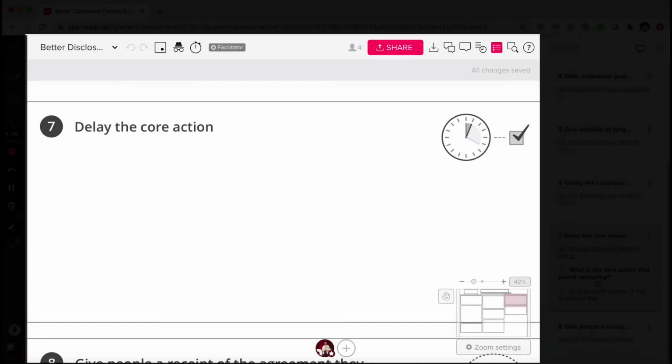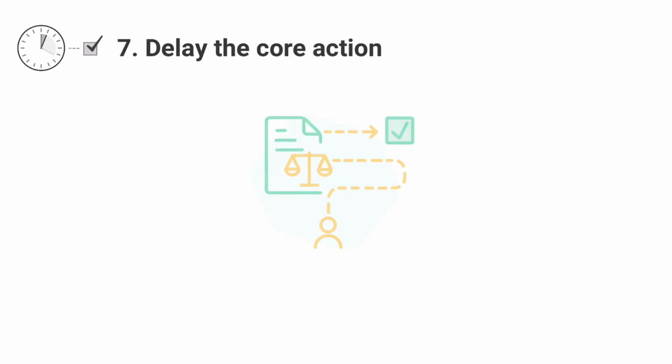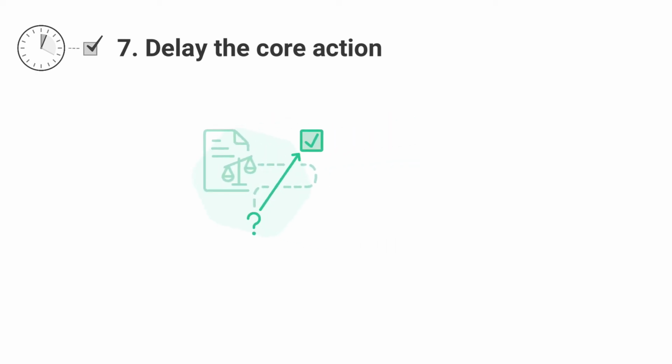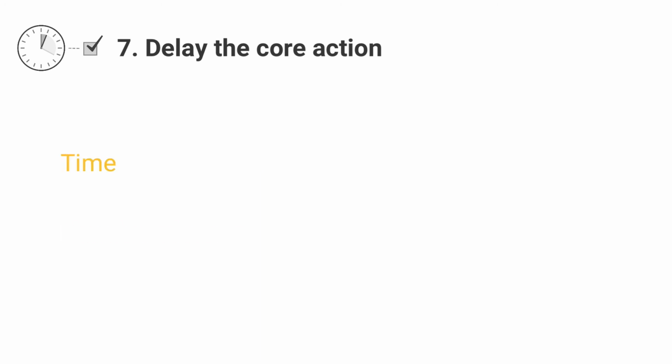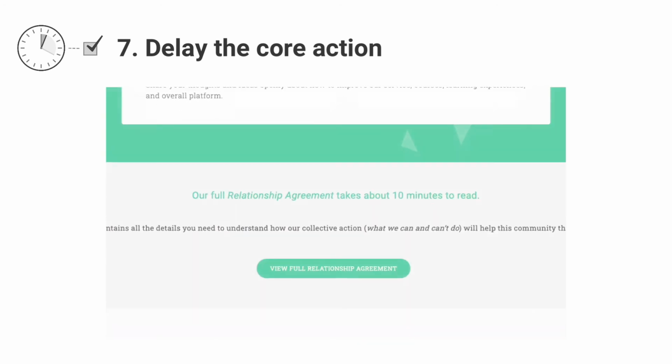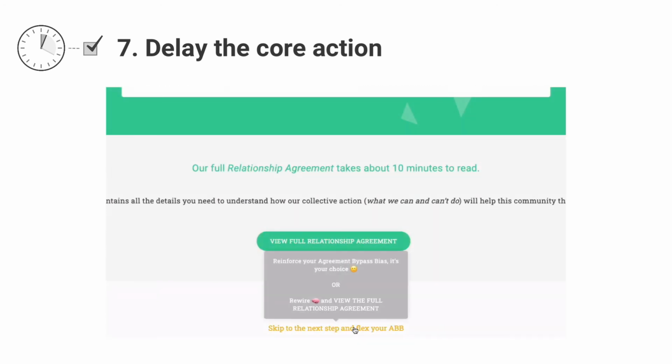Consideration area number 7. Delay the core action. Delaying is designed to encourage people to actively engage with the disclosure rather than bypassing it. Remember, we refer to this as the agreement bypass bias, or AB for short. By delaying the core action based on time, number of steps, or some other meaningful metric, you can encourage more intentional interaction.